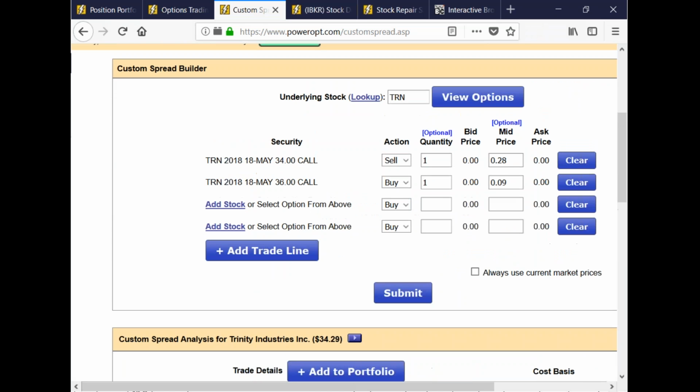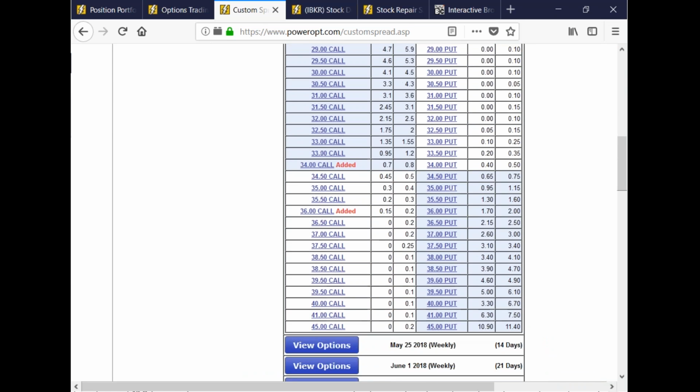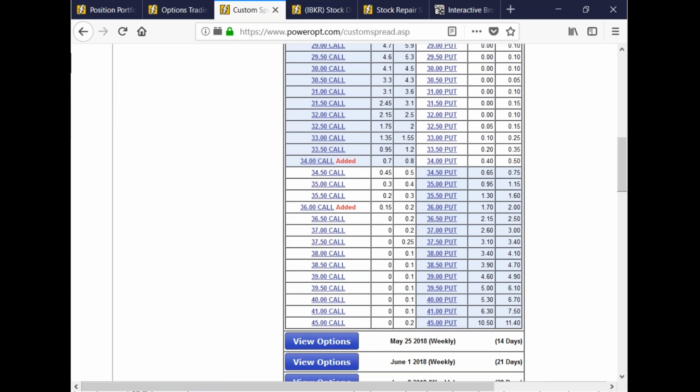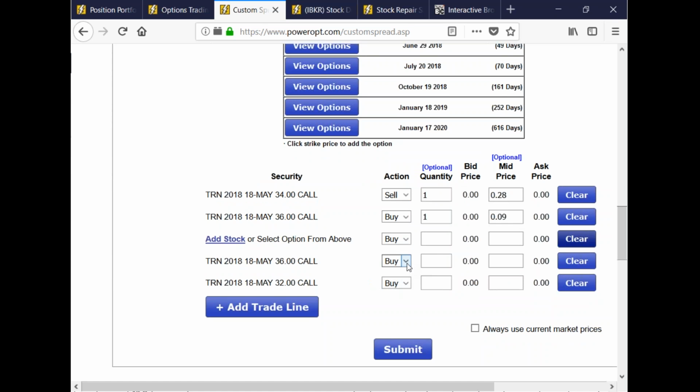And again, it's based on the numbers. Does it always work? No. But if the numbers are there, you're rolling one option instead of liquidating and opening a whole new spread that's bullish. You're rolling one option, selling to close the 36 call you bought, and buying to open a 32. So with that one move, oops, there we go.